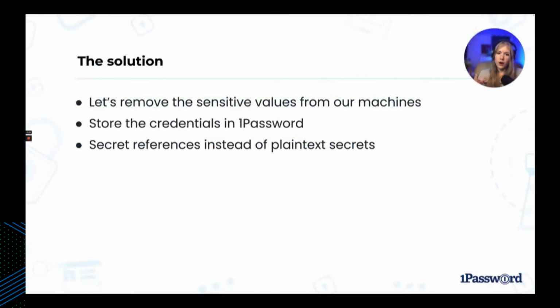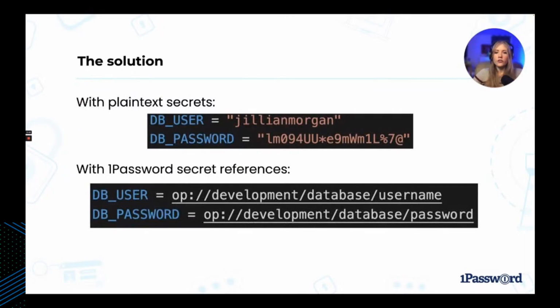So the root of the problem in the scenarios we just discussed is that we're storing sensitive values on our machines. So let's remove them. With 1Password, we can store these credentials remotely and replace these secret values in our environment configuration with a reference to where these secrets are stored in 1Password. The 1Password command line tool can then be used to load these secrets directly from 1Password into where we need them. So I'll quickly just show you what that looks like in code.